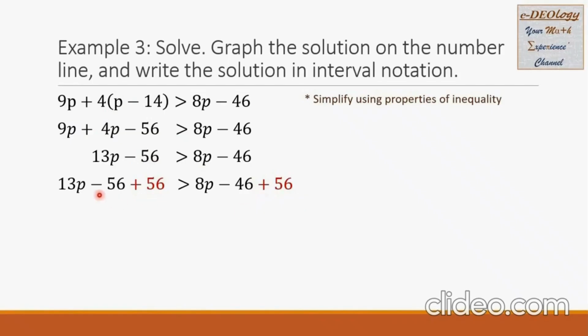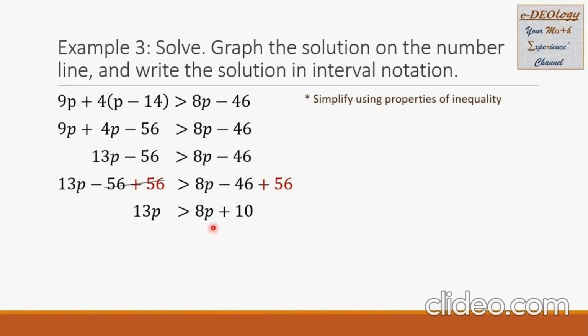So we can now cancel this negative 56 and positive 56. Only the 13p comes down here, greater than the 8p is copied. Then we will combine the negative 46 plus 56. So this is plus 10.